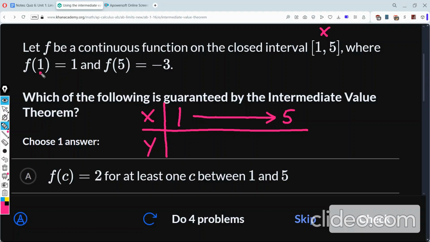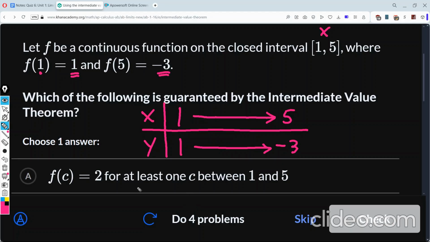Well, at x equals 1, y equals 1. F of 1 means you plugged in x equals 1 and got y equals 1. So for x equals 1, y equals 1. And for x equals 5, when we plug 5 into the f function, we get a y coordinate of negative 3. So that means on this interval, there are points in between 1 and 5 for the x coordinates, and there are points between 1 and negative 3 for the y coordinates.